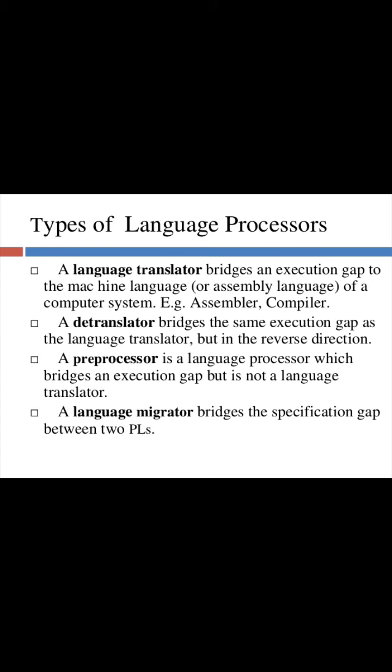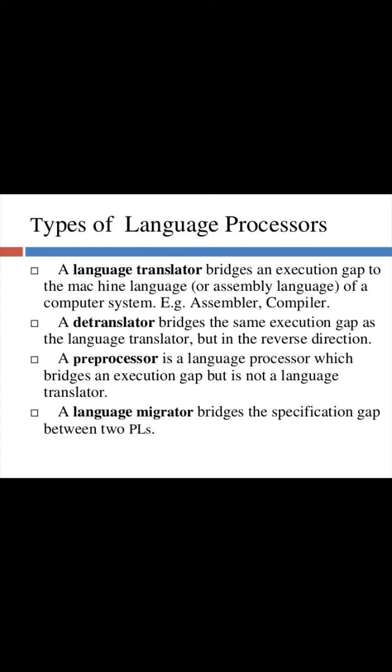Now, what is an assembler? An assembler is a translator. It takes assembly language as input and produces machine code as output. A detranslator bridges the same execution gap as the language translator but in the reverse direction.